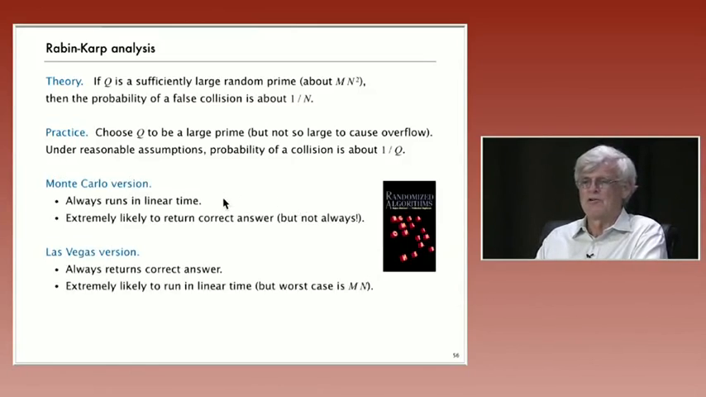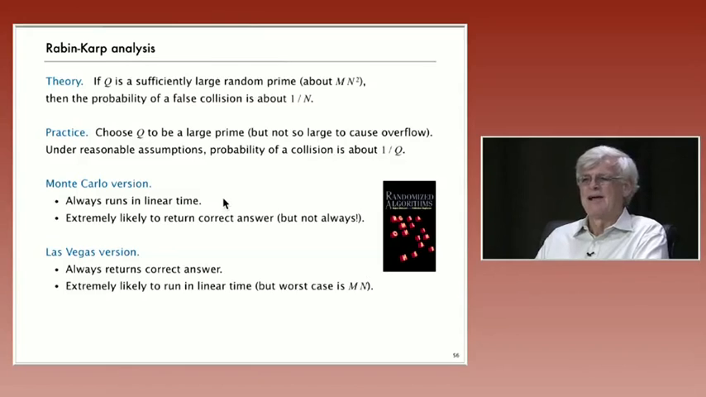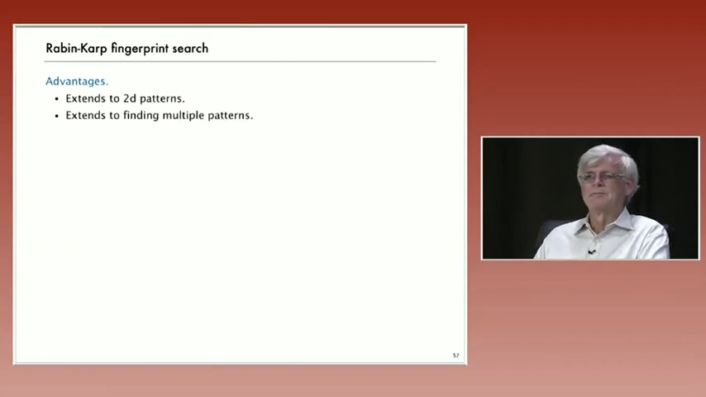You can do a Monte Carlo version where you just say, I got a match because I got a hash match, and be confident in the laws of probability, and not worry about the client getting a wrong answer. Or you can have the Las Vegas version where you go ahead and return the correct answer, and be confident that your client's not going to run into a slow case because the probability is so tiny, 1 over Q, that you don't have to worry about it. That's the Rabin Karp algorithm.